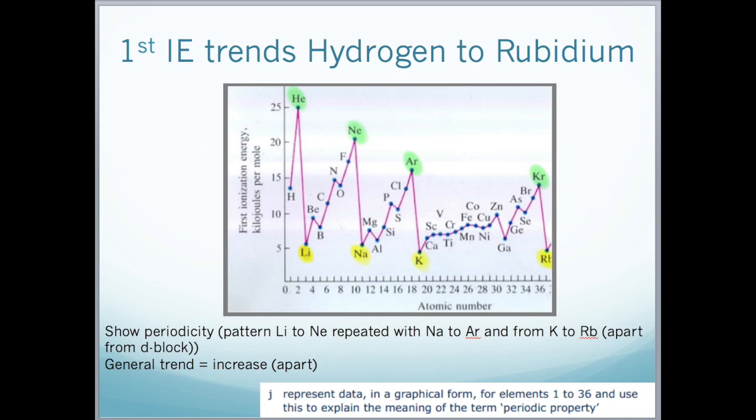From this figure we can see that the maximum is the noble gas, so helium, neon, argon and krypton.